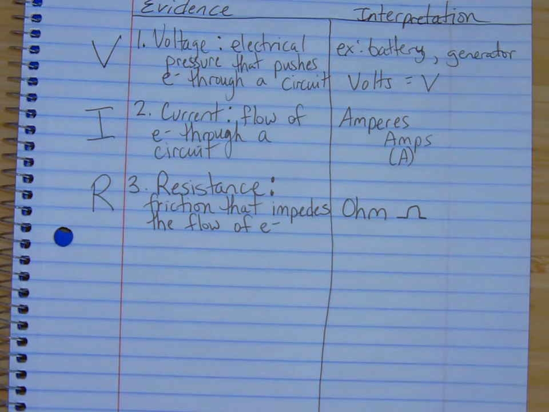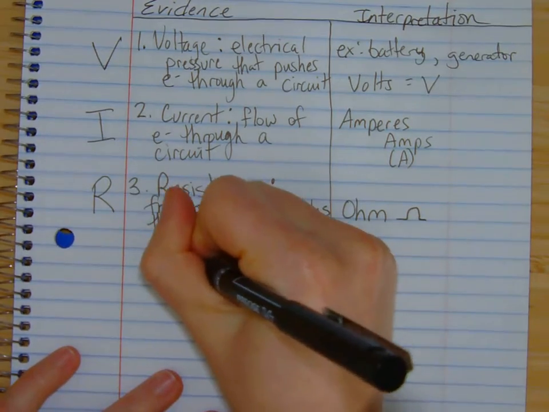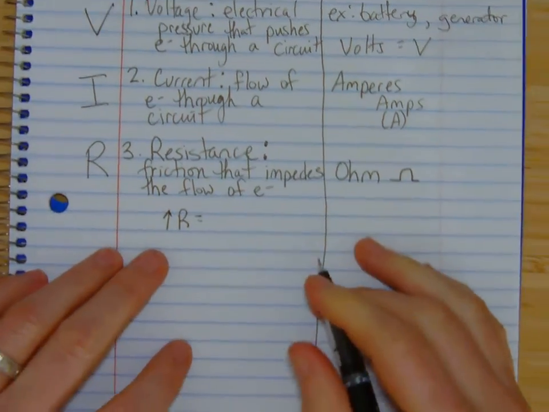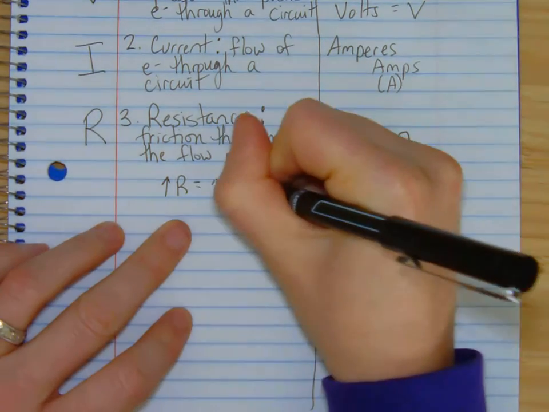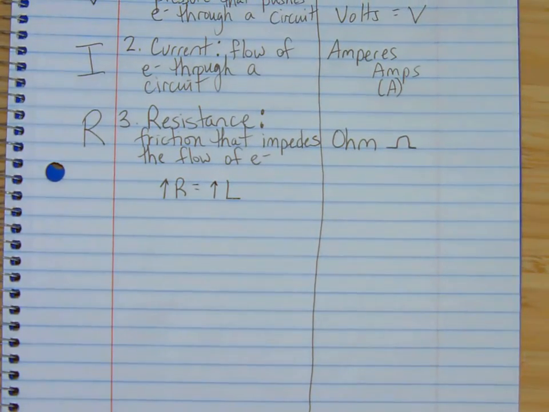Alright, so back to this resistance idea. We know it's just a type of friction. So let's talk about some ways that resistance can be increased or decreased. Let's think of ways to increase it right now. If you take a short wire and you replace it with a longer wire, so you increase the length.